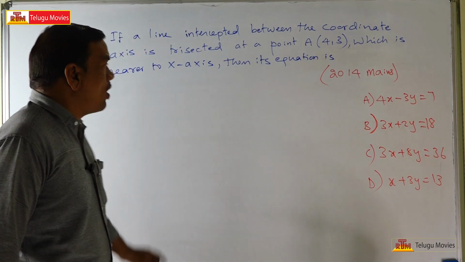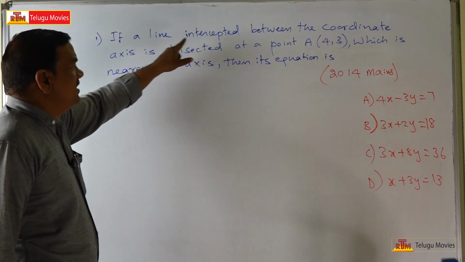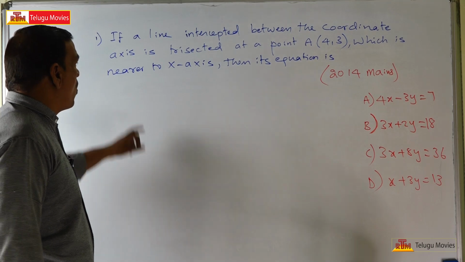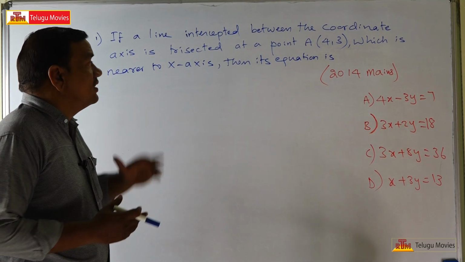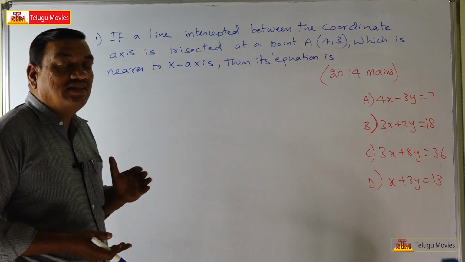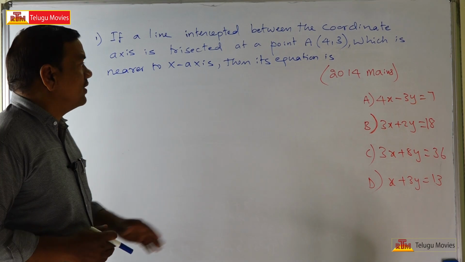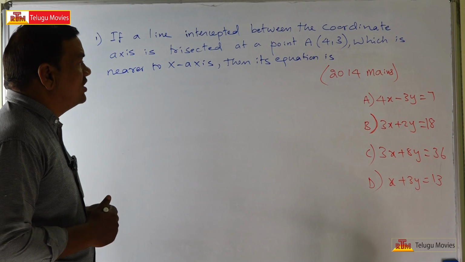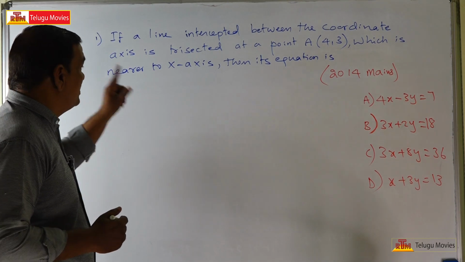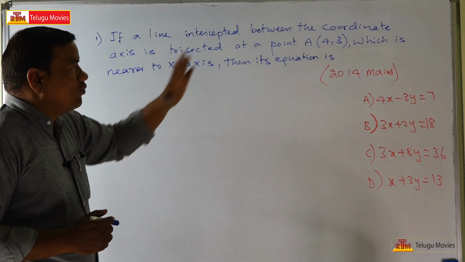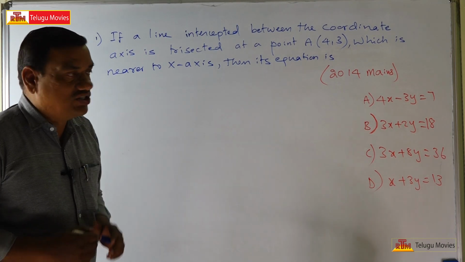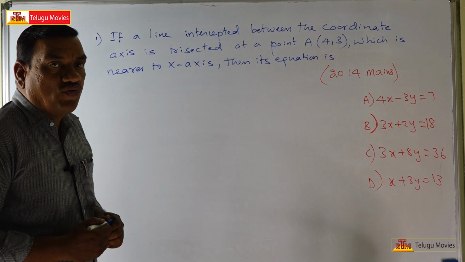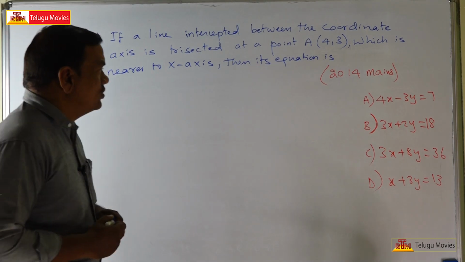So today's first problem is: if a line intercepted between the coordinate axes is trisected, trisected meaning that the point divides the line in the ratio 1:2 or 2:1, at a point A = (4, 3), which is nearer to the x-axis, then its equation is. It was asked in 2014 Mains. So let us see the solution.